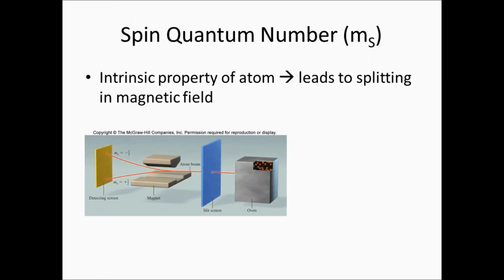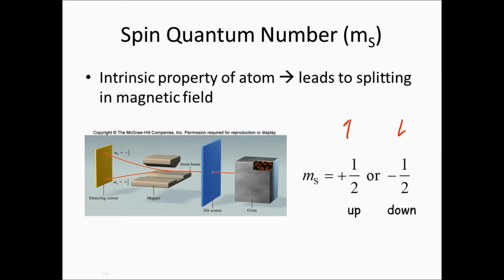Finally, you have the spin quantum number, which books would say different things about what spin means. Essentially, it is an intrinsic property of an electron that doesn't really have a classical analog. But what it does is that if you put an atom beam in a magnetic field, you see it splitting into two different beams. The values of the spin quantum number for electrons are either plus half or minus half. So you have spin up or spin down. And quite often we represent these on orbital diagrams with arrows.